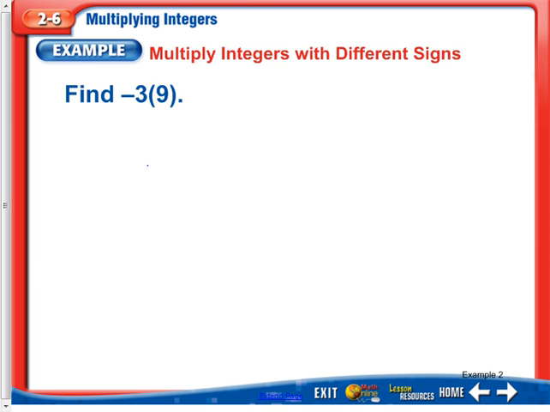So 3 times 9 is 27, and then we have one negative, so it's negative 27. It's as easy as that. What are you going to do for homework? Well, of course, I'm going to have you copy it out of the book.